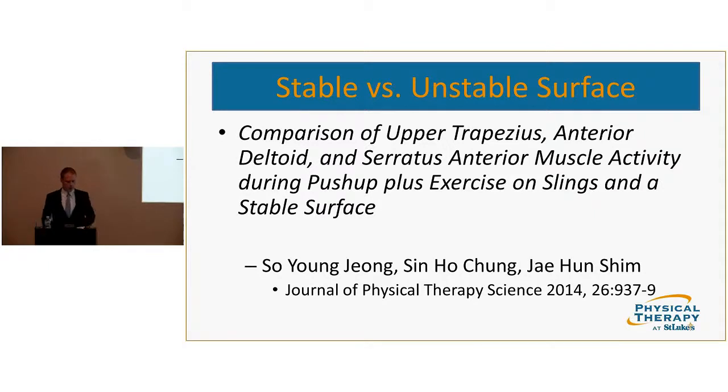Continuing to build off of what Mike was just talking about, looking at a couple different studies now. We'll discuss a little bit about the shoulder and then a little bit at how we can treat some neck pain with Redcord. So this first study here looks at comparison of upper trap, anterior deltoid, serratus anterior muscle activity, and a common exercise we utilize with shoulder and neck patients, push-up plus. And they compare that using stable surface and then the Redcord.